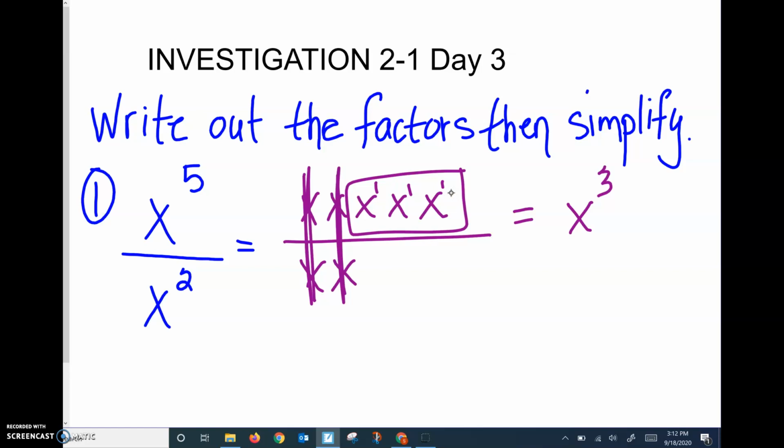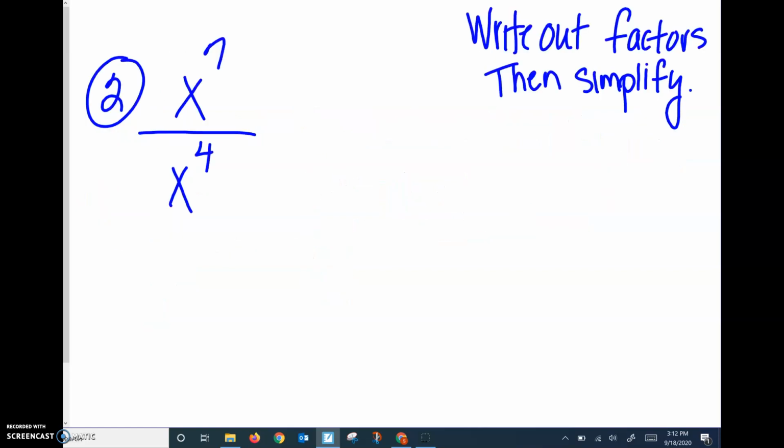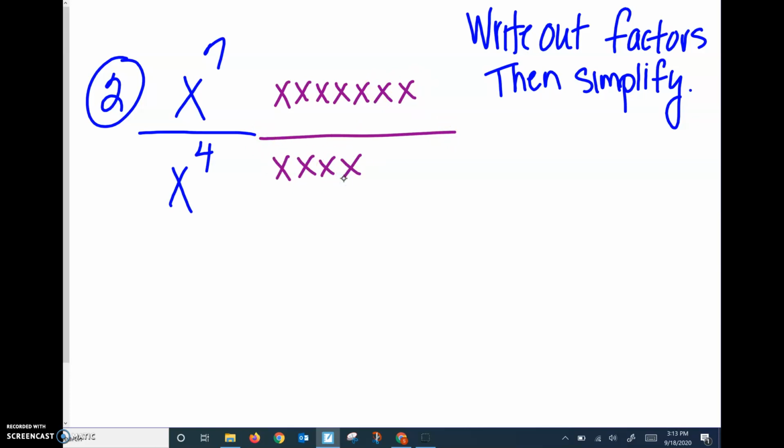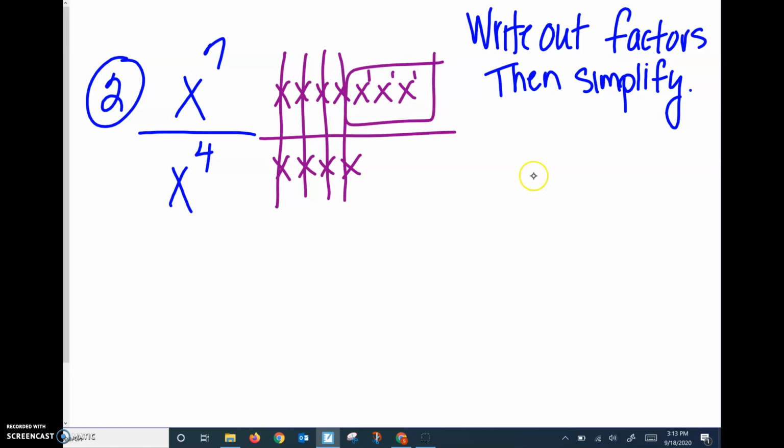So what happened here? When this is written as division, what happened with these exponents? How did we take this 5 and this 2 and end up with a 3? All right, let's try one more. So that means we have 1, 2, 3, 4, 5, 6, 7 x's on top, and 1, 2, 3, 4 x's on the bottom. So let's cancel. 2, 3, 4 of them cancel. So now what are we left with? There's 1, 1, 1. So this is x to the 3rd power.